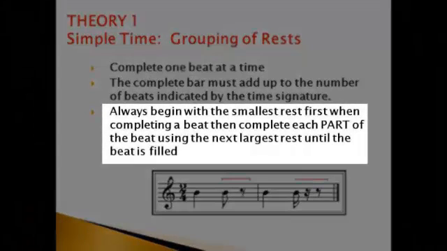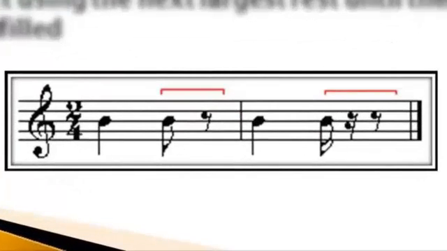It's always best to begin with the smallest rest first when you're completing a beat, and then complete each part of the beat going to the next largest rest. In the example on your screen, you can see we're in 2/4 time. So we have a quarter note, which is getting one beat, and then an eighth note, which is getting half a beat. So what we need to complete that measure is an eighth rest.